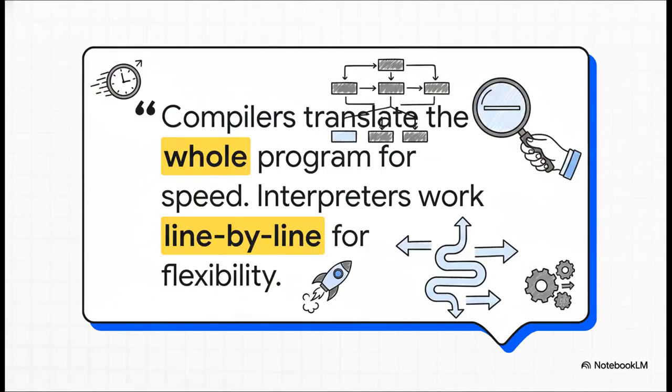So if there is just one thing you take away from all this, let it be this simple trade-off. Compilers translate the whole program at once to give you maximum speed at the end. Interpreters translate line by line to give you maximum flexibility while you're building. Speed versus flexibility. That's the core of the whole showdown.